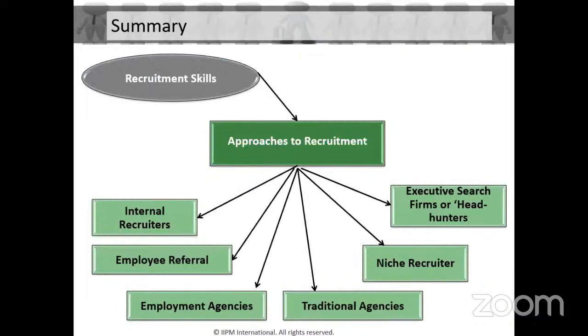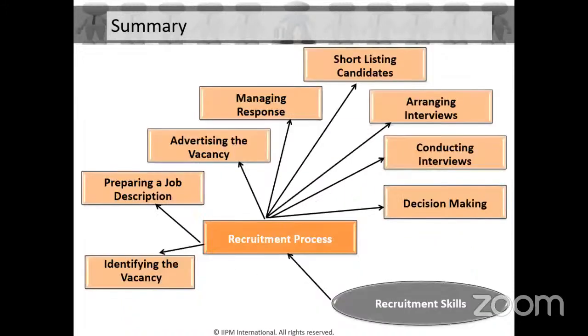We also talked about the approaches to recruitment: using internal recruiters, employee referral, employment agencies, traditional agencies, or niche recruiters. And we also talked about executive search firms or headhunters. We also talked about the recruitment process, where we said you have to identify the vacancy, prepare a job description, advertise the vacancy, manage response, shortlist candidates, arrange interviews, conduct the actual interviews, and then finally make a decision.